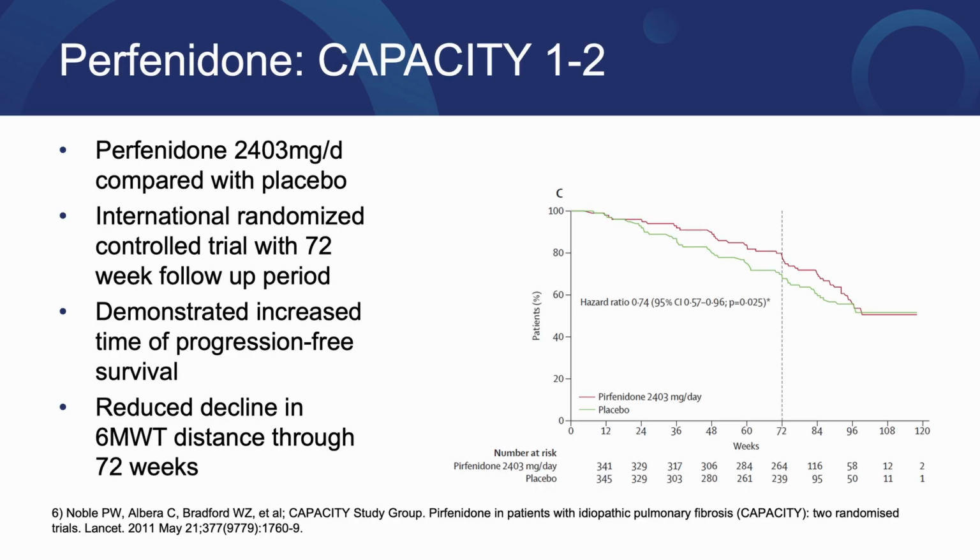This is the CAPACITY trial, one of the trials that did help get this therapy approved by the FDA. It was a 72-week trial, which is a little longer than what we normally see. A lot of our pulmonary trials are like 24 to 52 weeks, so it was nice to have a 72-week trial, and did show benefit in controlling progression-free survival in these patients.